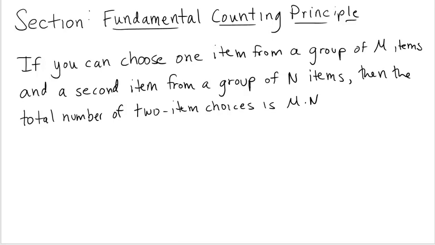This first rule, which you can find in your handout, says if you can choose one item from a group of m items and a second item from a group of n items, then the total number of two item choices is m times n. Maybe that's not clear, but that's multiplication between those two. So if there are m ways that the first of two things can happen, and there are n ways that the second of two things can happen, then the total number of possibilities is m times n.